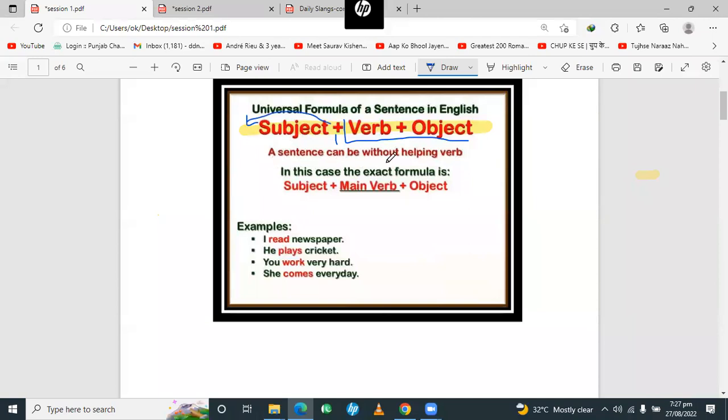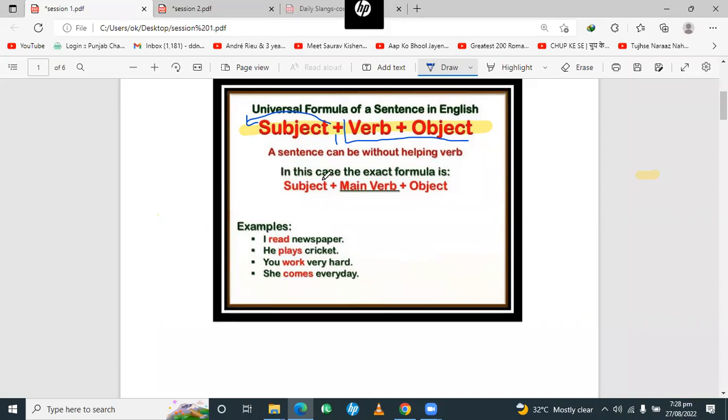A sentence can be without a helping verb. What are the helping verbs? Helping verbs help us to understand in which time we are talking about. If we are using is, am, are, it means we are talking about the present. If we are saying will or shall, we are talking about the future. If we are saying had or did or was or were, we are talking about the past. So a helping verb supports our main verb, but all the time a helping verb is not obligatory.